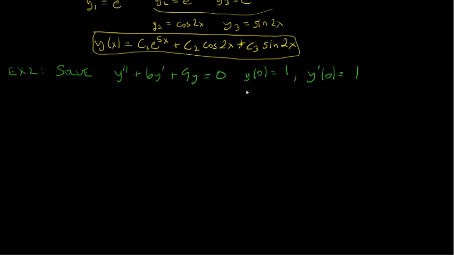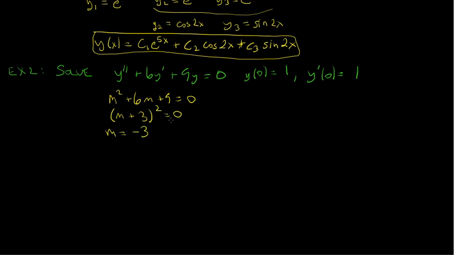Okay, so the first thing we should do is, again, solve the auxiliary equation, m squared plus 6m plus 9 equals 0. And so here we get a double root, right? So m plus 3 squared equals 0, which means we only get one unique solution. m is equal to -3.